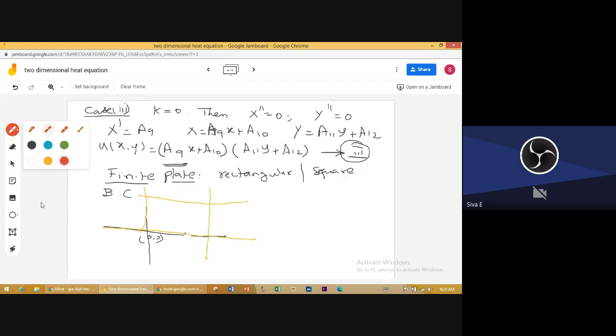Now I write all the points here. In case I take the length as a, it is x equal to a, and then y equal to a. This straight line is x equal to a. This straight line is y equal to a. This point is a comma a. This is the x-axis, which can be written as y equal to 0. The y-axis can be written as x equal to 0.